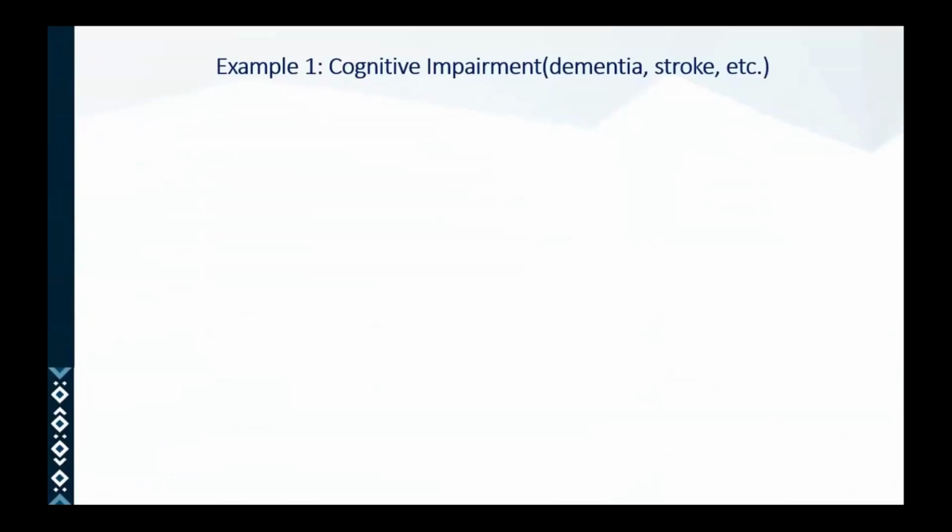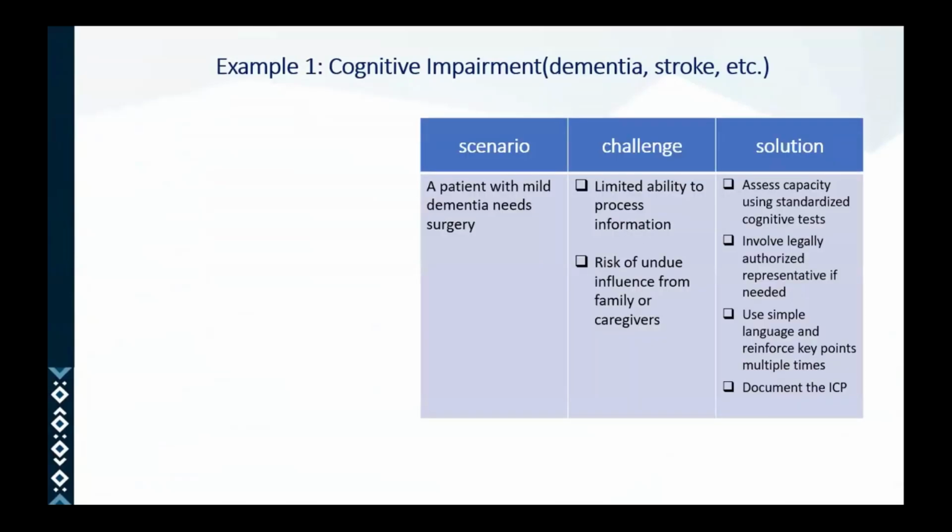For example, if you want to consent with patients with dementia or stroke or any related one, how can you go about it? The scenario here is the patient with mild dementia needs surgery. The challenge is limited ability to process information, risk of undue influence from family members. Let me clear this off.